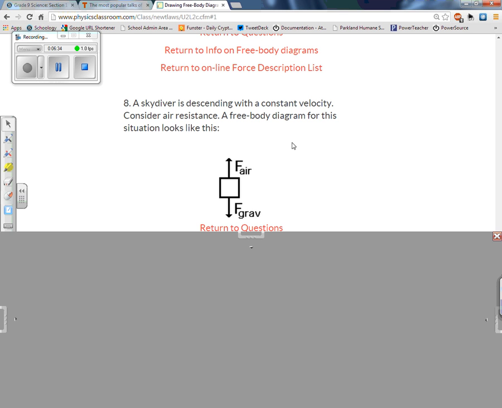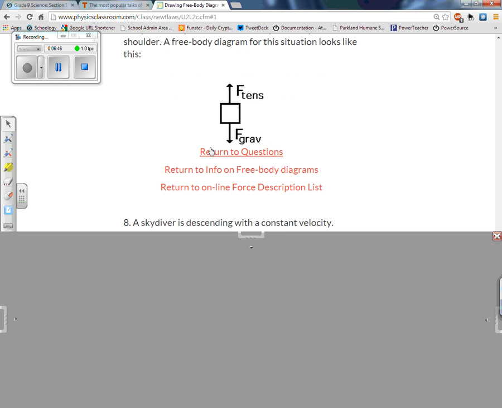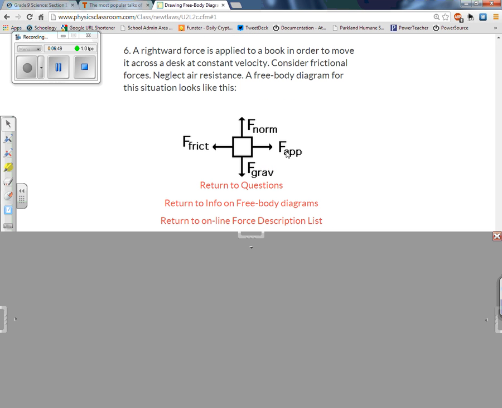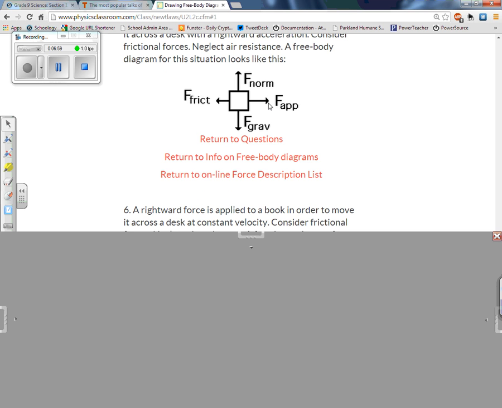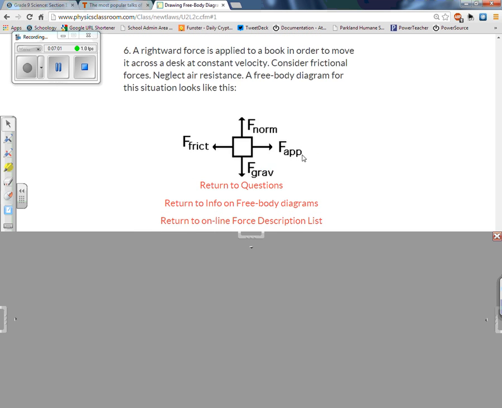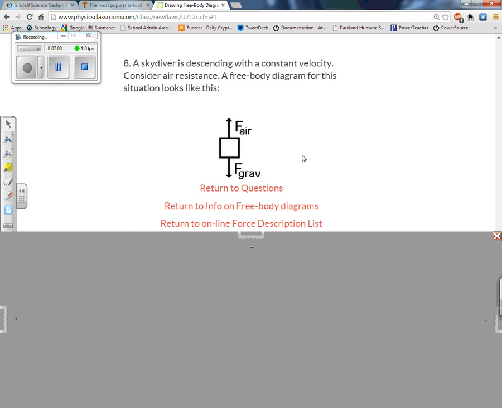Lucas has a question. What's the difference? Like, what would we write? We'd write FA for rightward acceleration. What would we write for a constant velocity? You mean going back to Question 6? It's the same thing. This is a constant velocity, right? They're equal to each other. Oh, okay, so the arrows are different. I thought the notation would be different. No, notations are exactly the same, it's just the length. Good question.